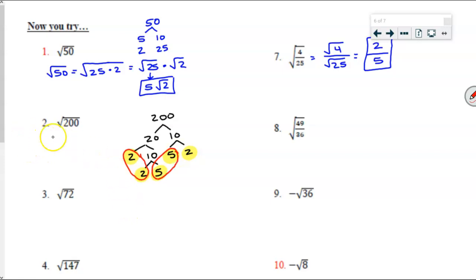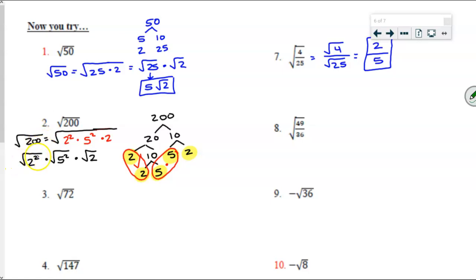So that means I can rewrite the square root of 200 to be the square root of 2 squared, that takes care of this pair, times 5 squared, that takes care of this pair, times, don't forget about this one, times 2. Now let's break that up. I can break up that multiplication under the radical to be multiplication between radicals. I have the square root of 2 squared times the square root of 5 squared times the square root of 2. And now let's simplify.